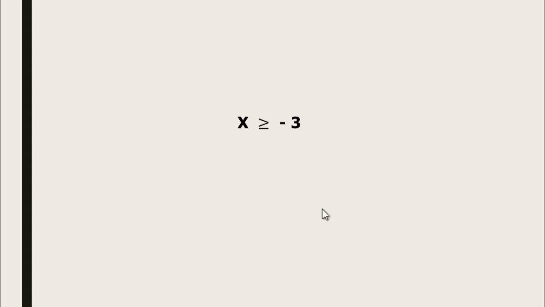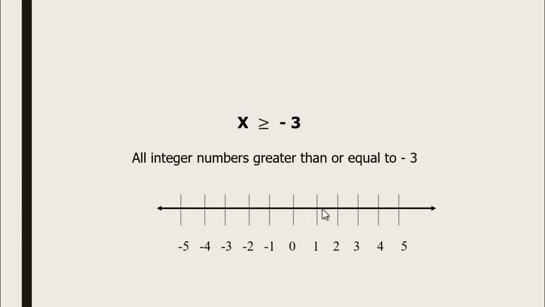If I said that x is greater than or equal to -3, this means I need all the integers which are greater than or equal to -3. So on the number line, here is -3. I made the dot solid because I want to say that -3 is included in my range of values. And I also want to take -3 and all the other integers which are greater than -3, which are going to be -2, -1, 0, 1, and so on.